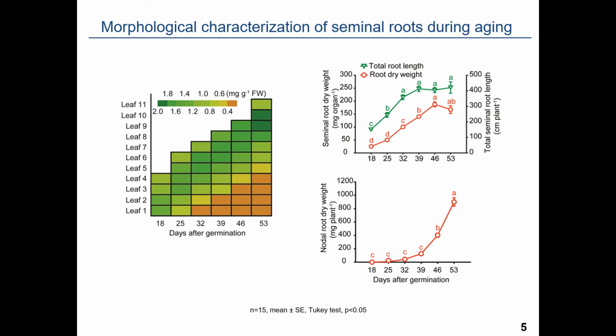We first look at the seminal root. Of course, it's the first emerged root system. For seminal root, the biomass was arrested at day 46, while its total seminal root length was arrested 1 week earlier. With this picture, we conclude we might have captured a senescence process in barley seminal root. Let's look at the nodal root system. Nodal root biomass just happily increased. Therefore, there might be no senescence in nodal root in our window. So later on, we only put our focus on seminal roots.